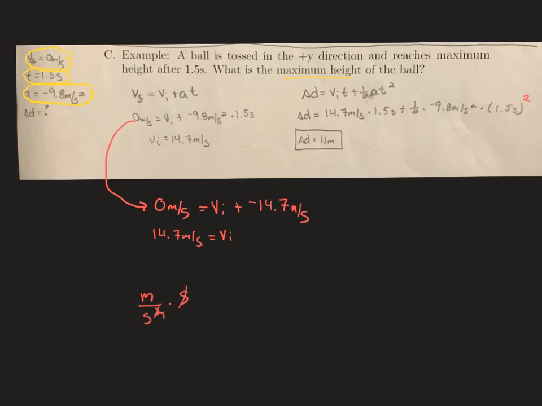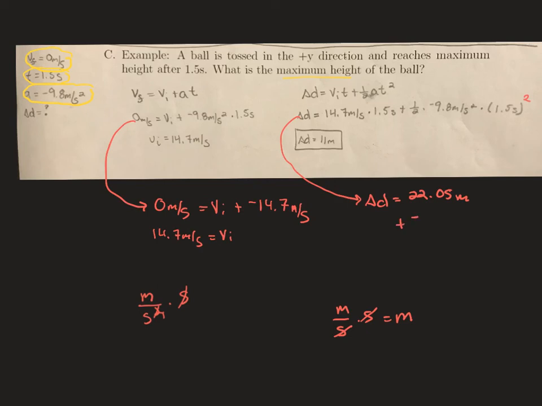So let's break that down a little bit. 14.7 times 1.5 is equal to 22.05 meters. And we know it's meters because we have meters per second times second. The seconds on top and bottom cancel out, and we're left with just units of meters. And we're going to do plus and negative.